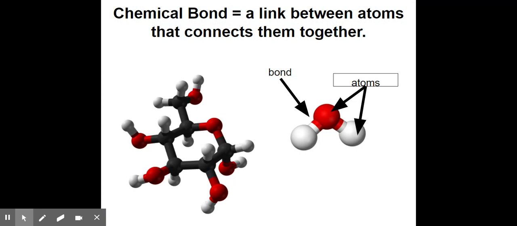Okay, a chemical bond is a link between atoms that connects them together. So this is glucose here, and in this kind of model of molecules, they show the chemical bond as a stick. They call these ball and stick diagrams. So here's the bond, and these round things are the atoms. Okay, it's a model. They don't exactly look like this. They look kind of like this, not this stick part anyway. But it's easier to see the pattern that way.